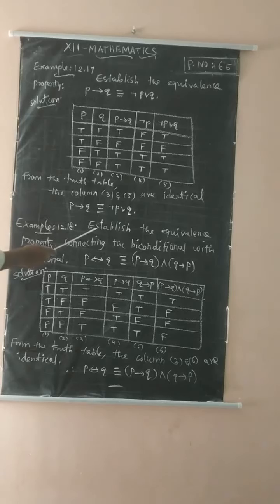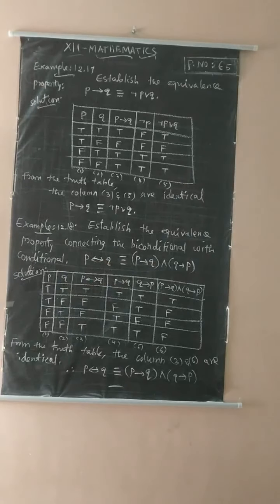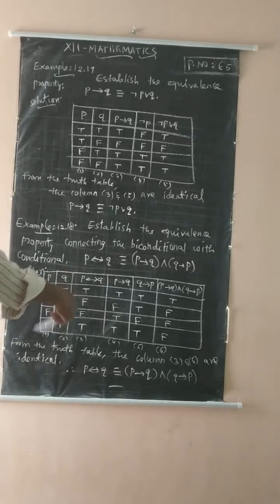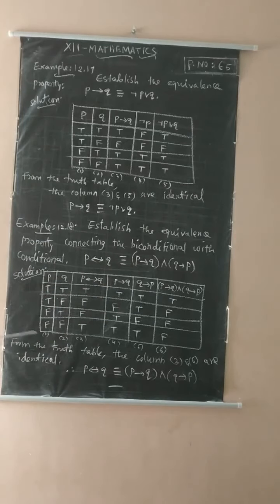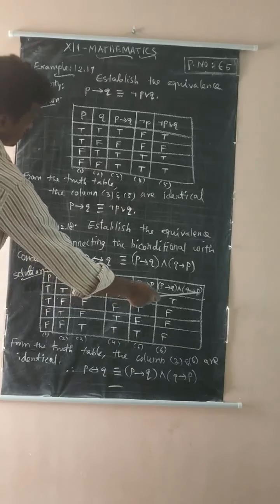Example 18: establish the equivalence property connecting the biconditional with the conditional. P biconditional to Q is equivalent to P conditional Q and Q conditional P. Solution. Here also there are two simple statements, so we can draw four rows. The entries are filled there. P, Q. On the left side P biconditional to Q, and on the right side first P conditional to Q, then Q conditional to P, and then the combination of the two statements.